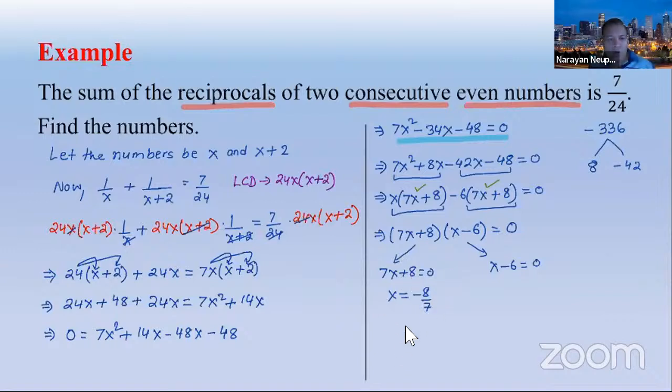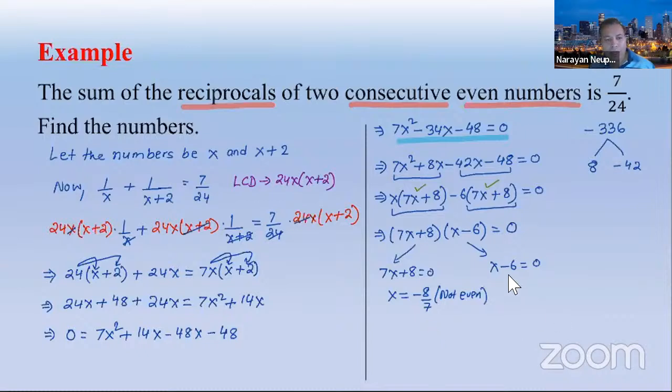From the first equation, we got x equal to negative 8 over 7. But remember the context of the problem. We are looking for 2 consecutive even numbers. We already know that even numbers are numbers like 2, 4, 6, 8, and so on. So this one here is not even. We are looking for an even number, but this is not even.